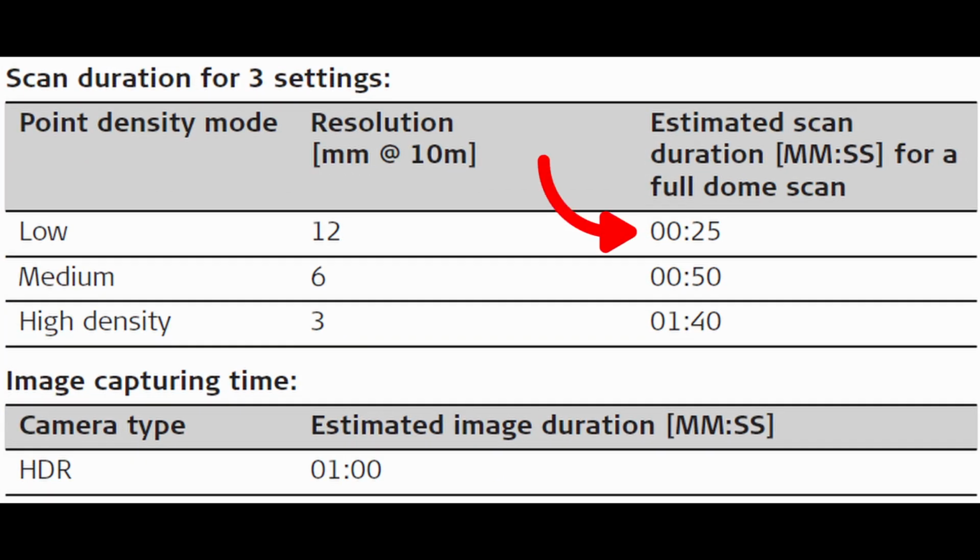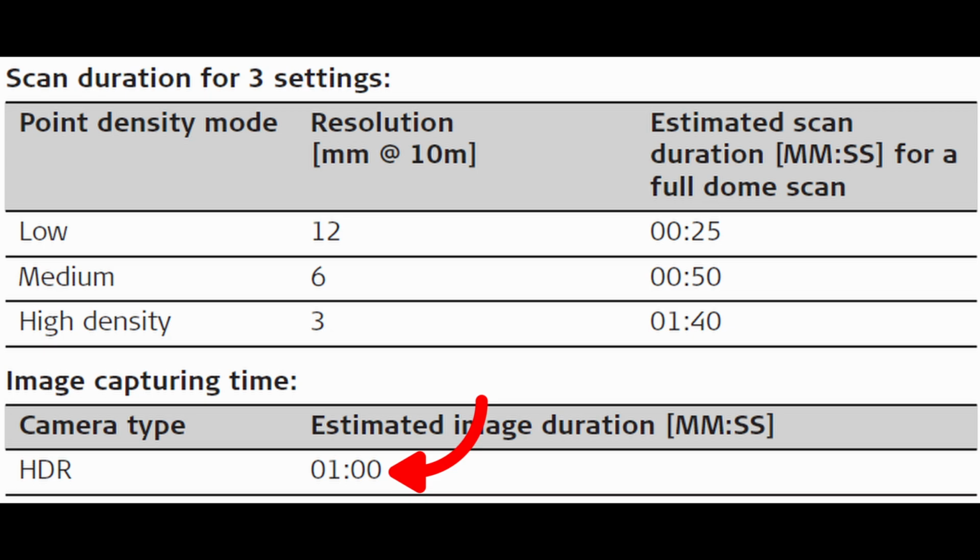25 seconds with the low setting, which gives you a 12 millimeter resolution at 10 meters. 50 seconds with the medium setting, which gives you a 6 millimeter resolution at 10 meters, and 100 seconds with the high setting, which gives you a 3 millimeter resolution at 10 meters. If we want HDR images to colorize the points and create a 360-degree panorama imagery, we need to add 60 seconds to each scan. However, these estimated scan times only include actual scanning time, not the time it takes for the scanner to think before and after each scan.